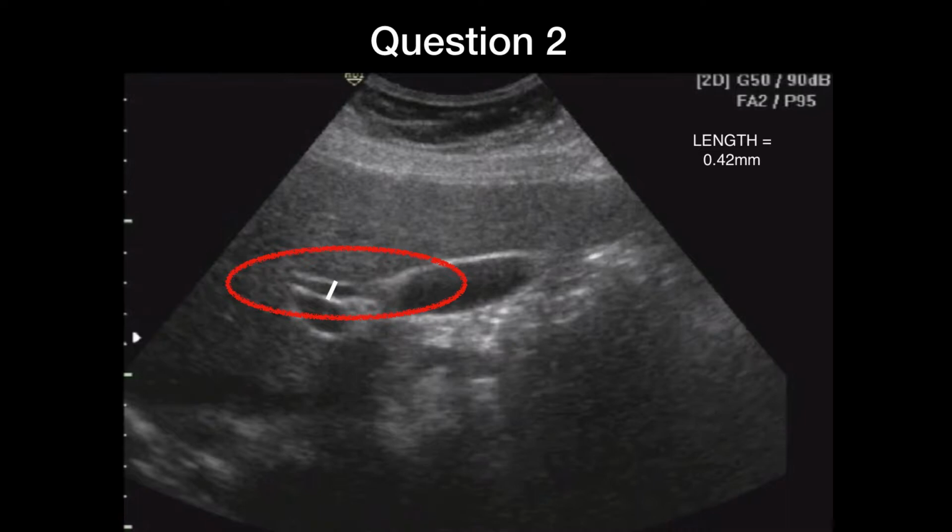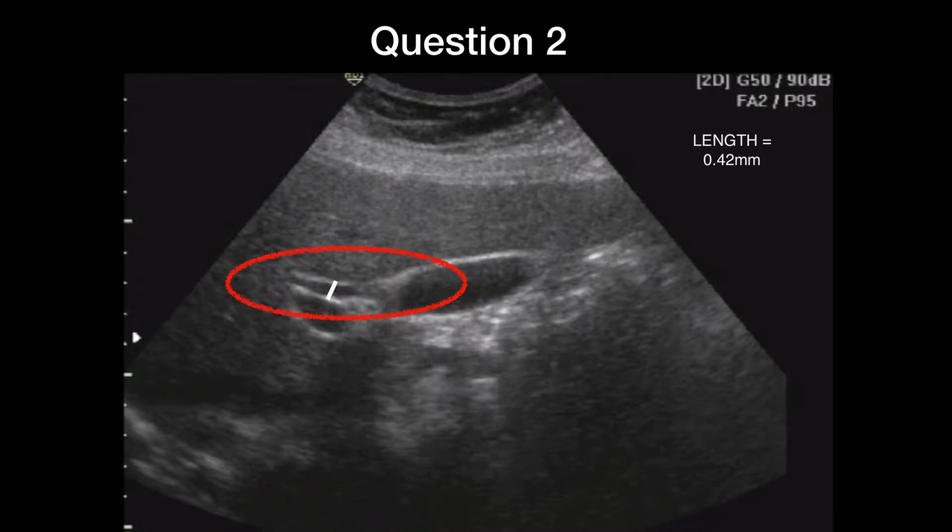So here you see a normal common bile duct measurement and a circle around the common bile duct. You could have also circled the measurement itself, but just so long as you identify that it was the common bile duct that would most likely be dilated in this CT finding.